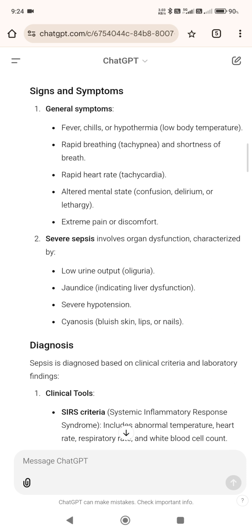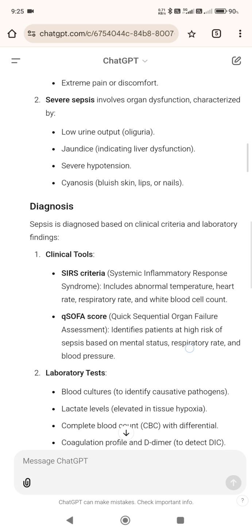Signs and symptoms. 1. General symptoms: fever, chills, or hypothermia (low body temperature), rapid breathing (tachypnea) and shortness of breath, rapid heart rate (tachycardia), altered mental state, confusion, delirium, or lethargy, extreme pain or discomfort. 2. Severe sepsis involves organ dysfunction, characterized by low urine output (oliguria), jaundice indicating liver dysfunction, severe hypotension, cyanosis, bluish skin, lips or nails.